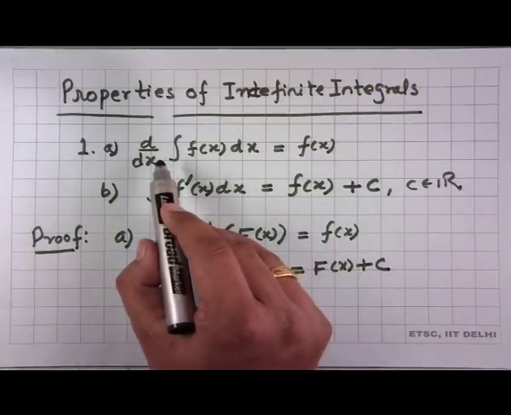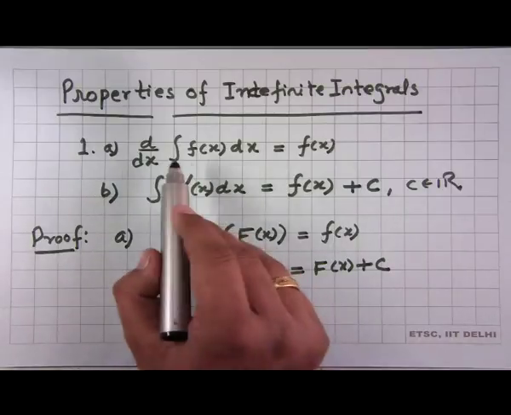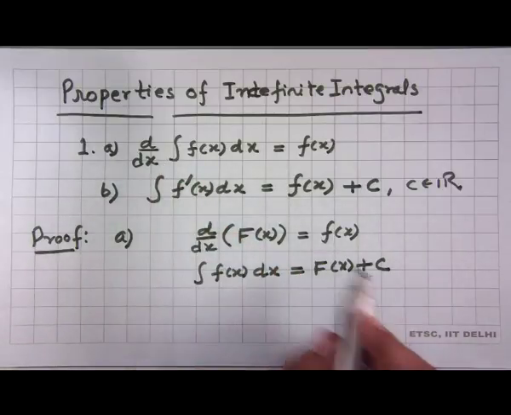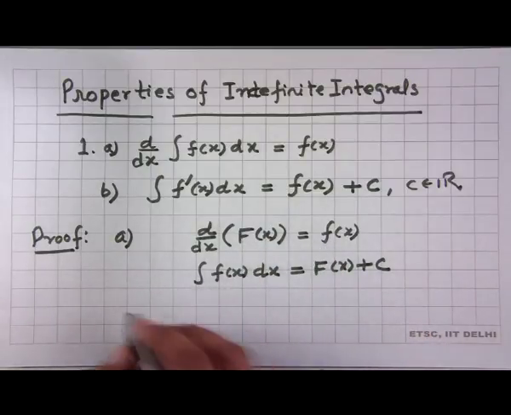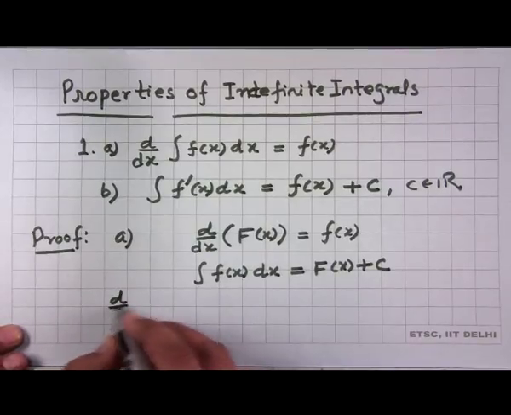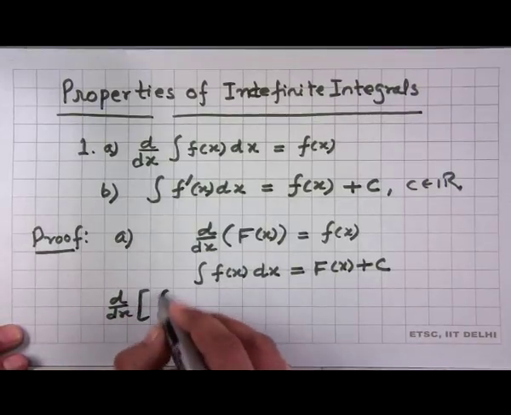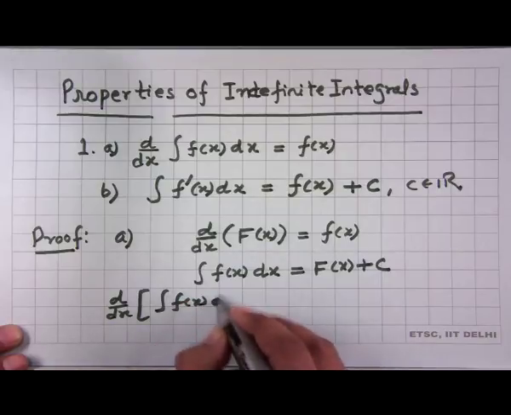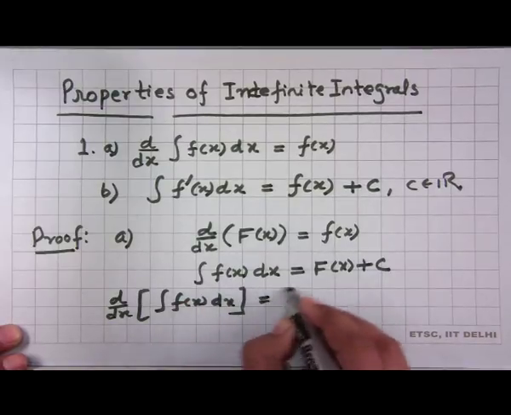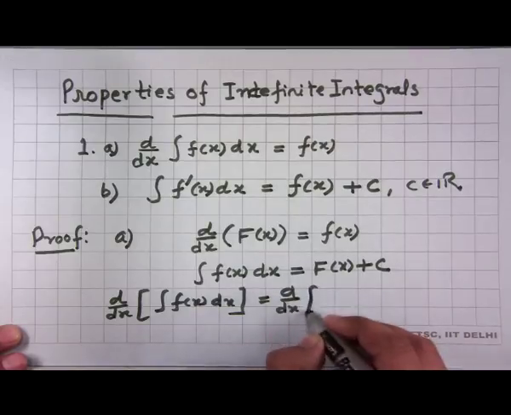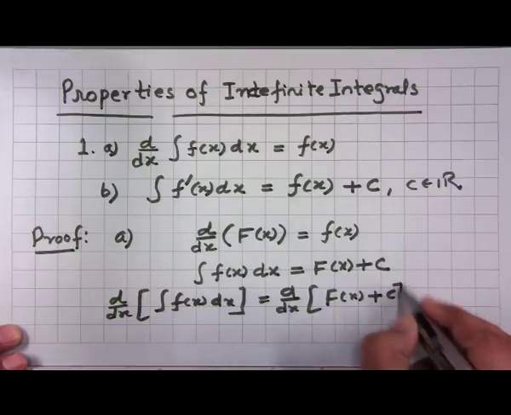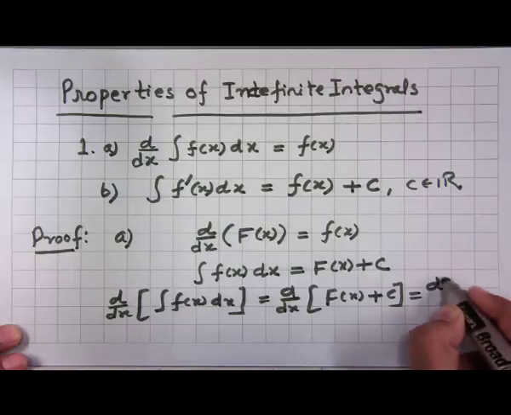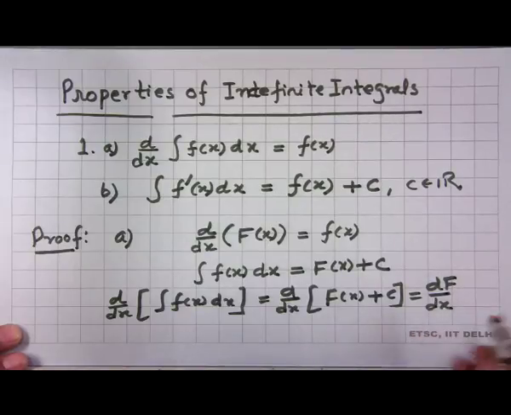So, now we will apply the derivative operator on this integral, assuming that capital F is the antiderivative for small f x. So, if we apply the derivative here, it will give us d by dx of integral f x dx, which will be the same as it applied on the right hand side, d by dx of F x plus c, which is the same as dF over dx, because the derivative of the constant will be 0.